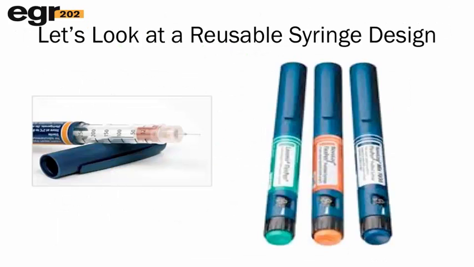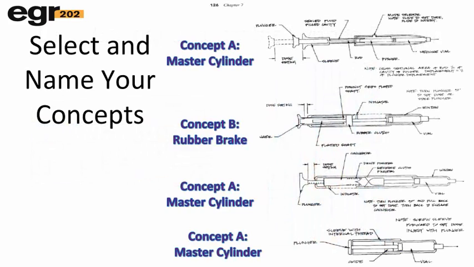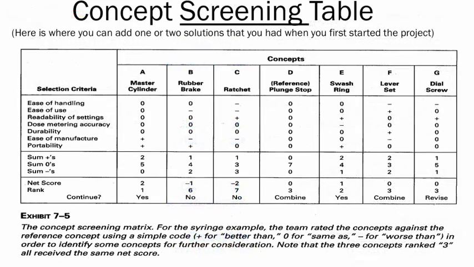So let's look at a reusable syringe design. These are syringes from Novo Nordisk. In this case, there are 7 syringe designs. There are only 4 shown on this page, but they came up with a total of 7. They combine different functions and different solutions in the concept combination table, and they named each one A, B, C. This should be A, B, C, D, and each one has a different name. Master cylinder, rubber brake, and I don't remember what the names of the other ones were, but they weren't master cylinder. Every one has a unique name.